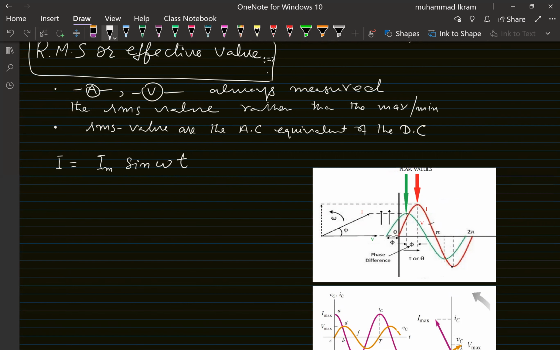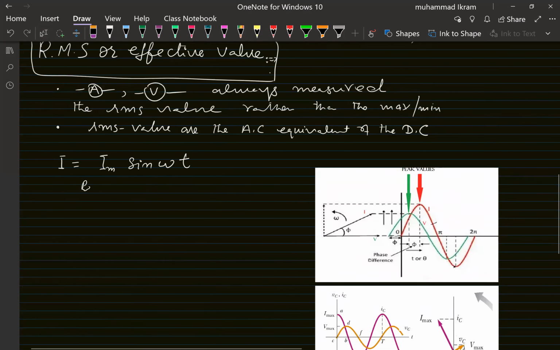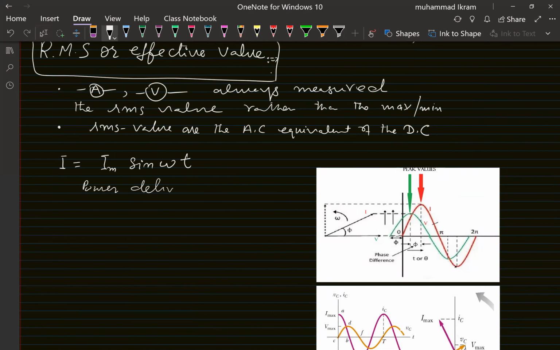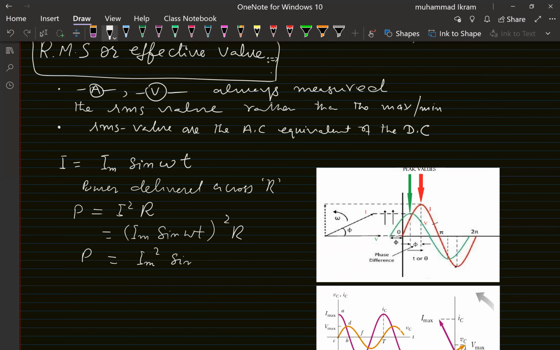We also know that if the current is passed through any resistor or any load resistance, then the power delivered to R, any resistance, will be P equal to I square R. Then I can write it as Im into sine omega t, whole square, into R, and this will be equal to Im square into sine square omega t into R. It will be like this.